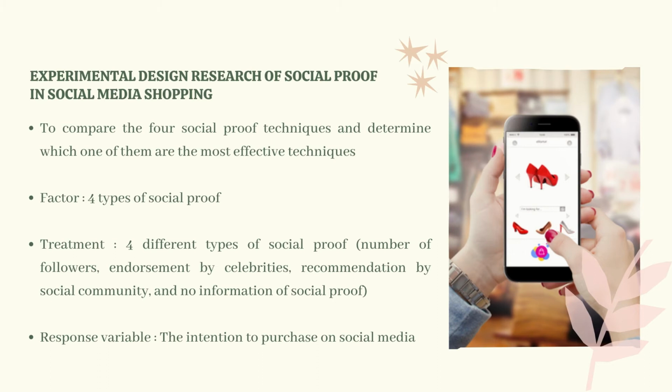The treatment of the research is 4 different types of social proof techniques, which are number of followers, endorsement by celebrities, recommendation by social community, and no information of social proof. Also, treatment 4, which is no information of social proof, is a control treatment. The response variable that we want to measure is the intention to purchase on social media.